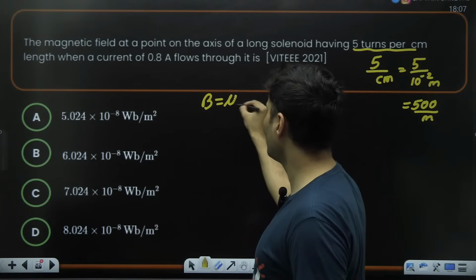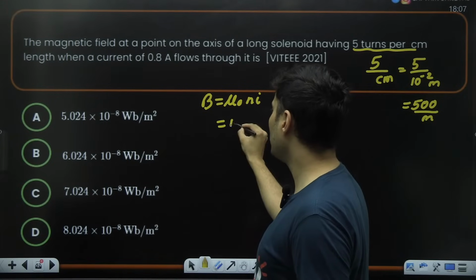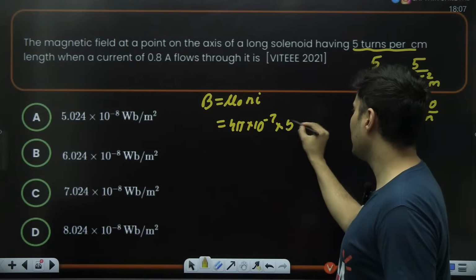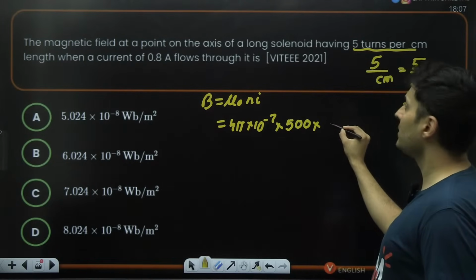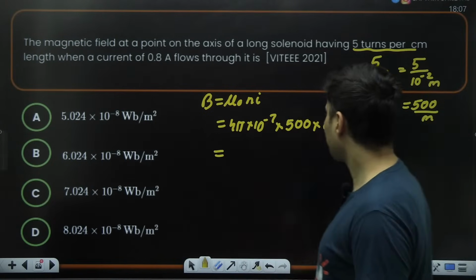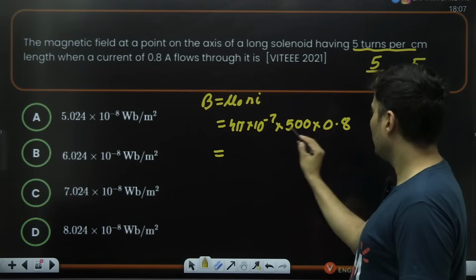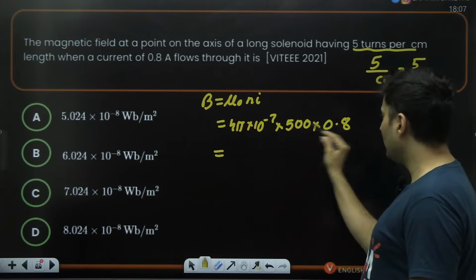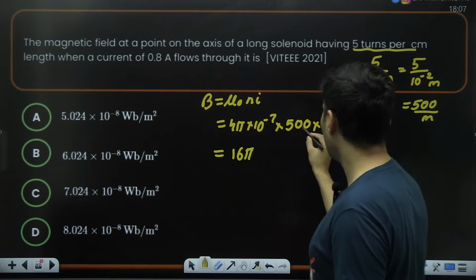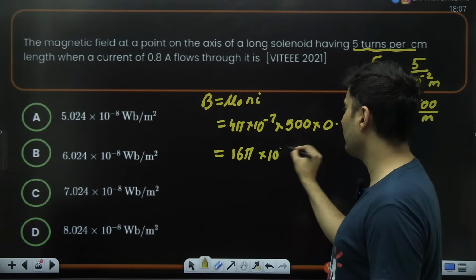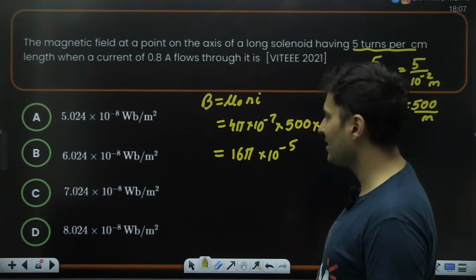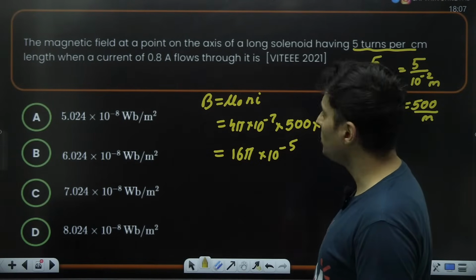Magnetic field is mu naught n i. Mu naught is 4 pi 10 to the power minus 7. Number of turns per unit length is 500. Current is 0.8, I believe. Okay, 8 5s are 40. The decimal will go. It will become 4. 4 4s are 16. So 16 pi. 2 zeros and 10 to the power minus 7 will make it 10 to the power minus 5. So 16 pi 10 to the power minus 5 should be there.